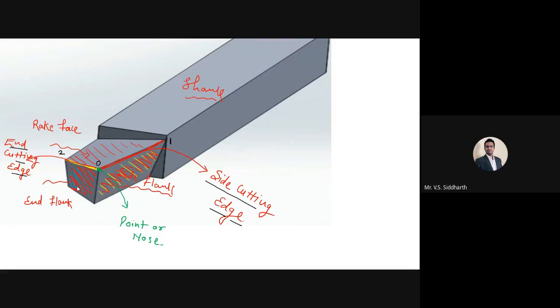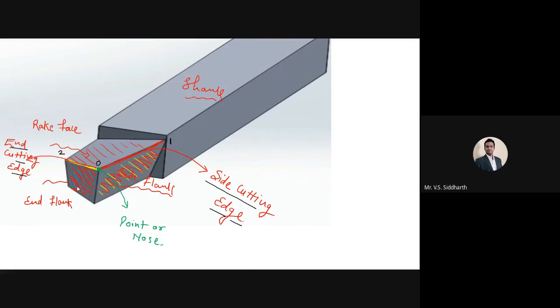For cutting to happen, is it necessary for the side flank and the end flank to make contact with the workpiece, or is it okay if only the point and the principal cutting edge, and then some part of the minor cutting edge, make contact with the workpiece? Will the cutting take place? Think and tell. Tell me. Quickly tell me.